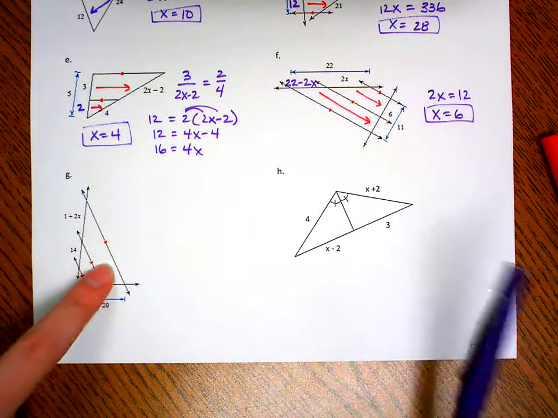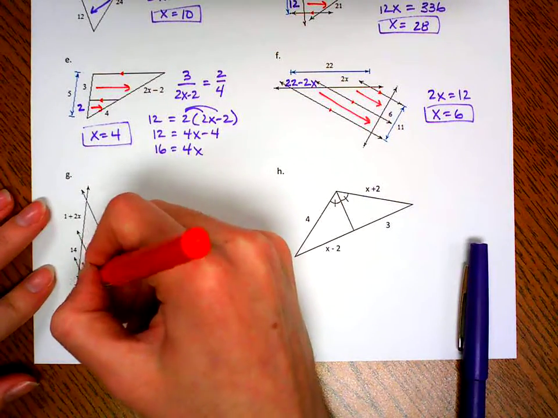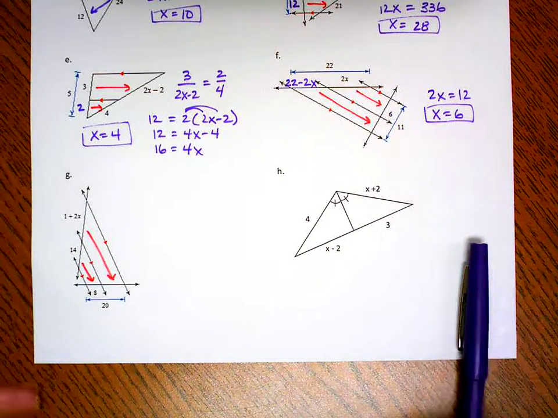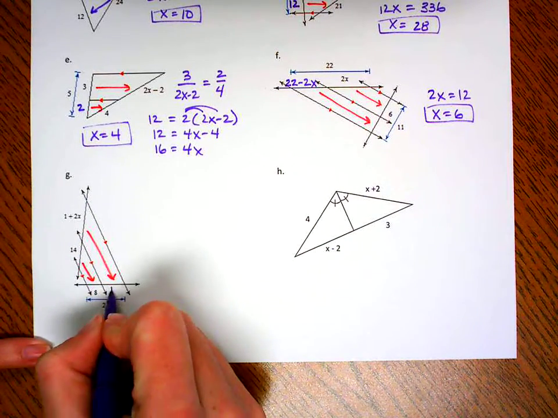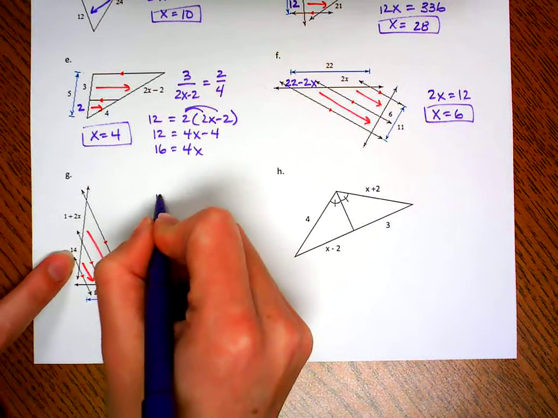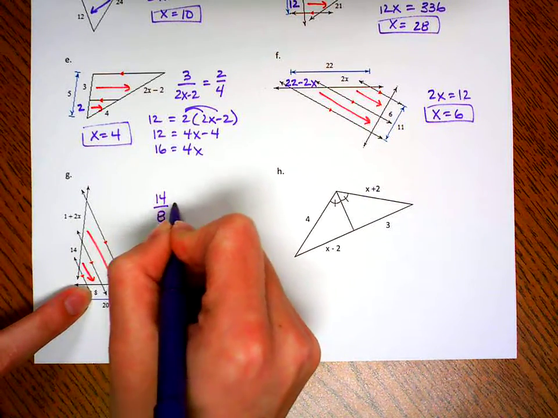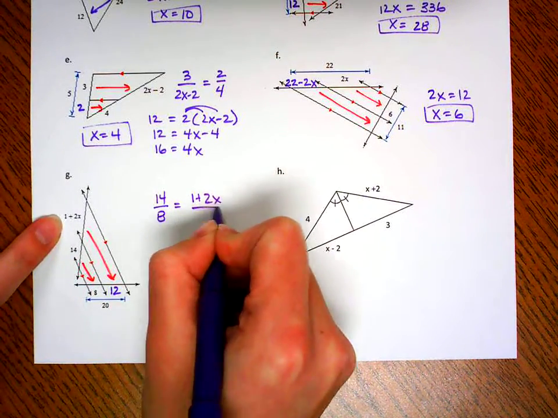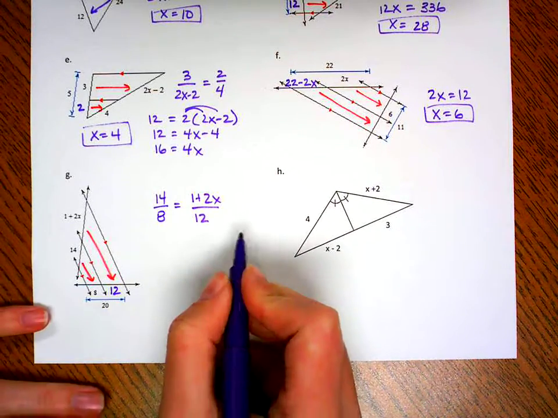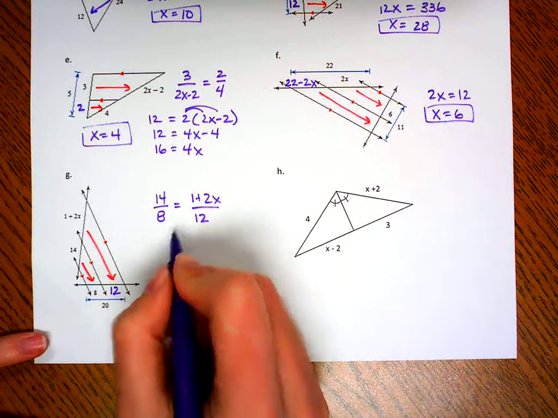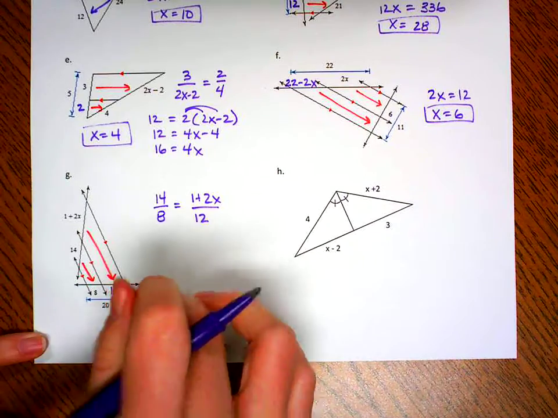Well, let's set up this one first. We have parallel lines, so this over this is this over this. I've used 8 of 20, so we have 12 left over. So 14 over 8 equals 1 plus 2x over 12. We can cross multiply and solve for this, but I'll let you do that. There's a key on Blackboard that you can look at.